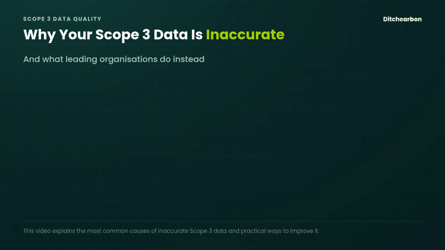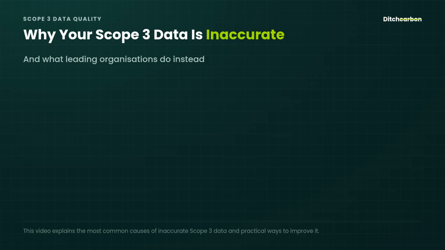If your organization has already started measuring Scope 3 emissions, there's a good chance you've asked yourself one question. Can we actually trust our data? It's a fair question because Scope 3 data is rarely perfect. For most organizations, it's built from a mix of estimates, supplier information, and internal business data, which means the quality of your results depends entirely on the quality of what you put in.